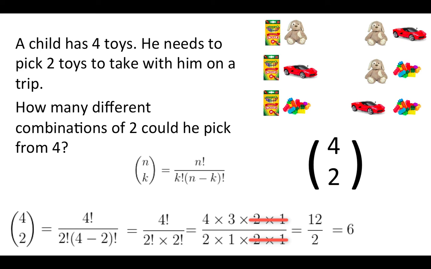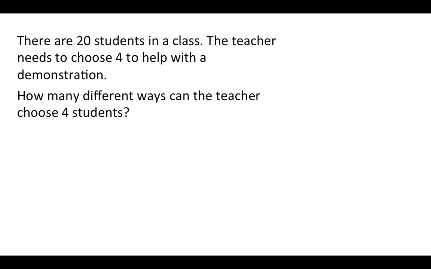Let's look at another example now with some larger numbers. There are 20 students in a class. The teacher needs to choose 4 to help with the demonstration. How many different ways can the teacher choose 4 students? In this case, we have 20 choose 4. There are many different ways to choose 4 students from a class of 20, so this is one that we definitely do not want to do out by hand.